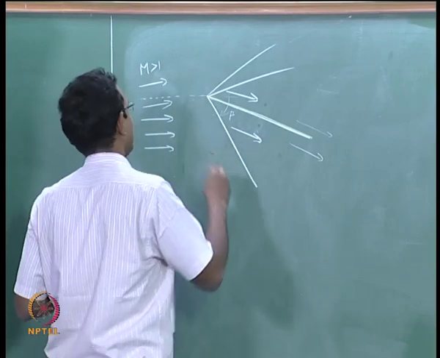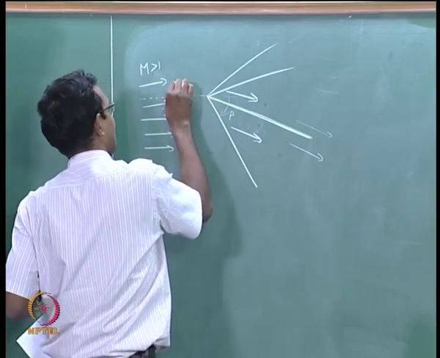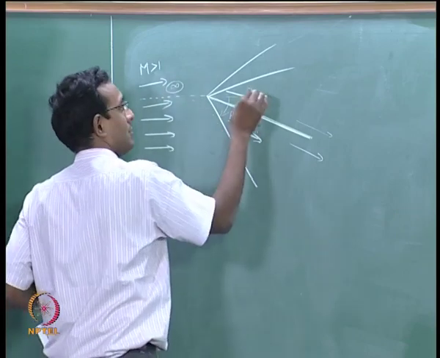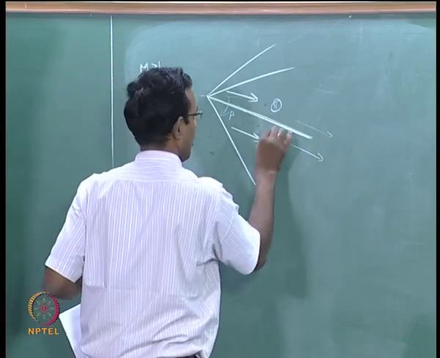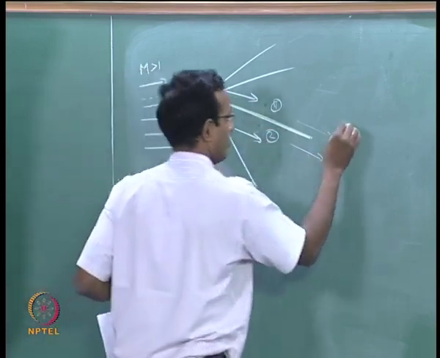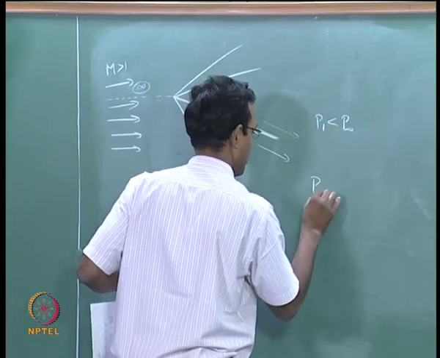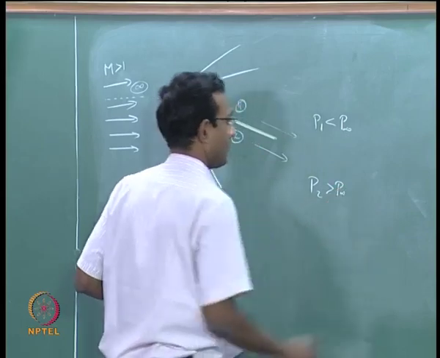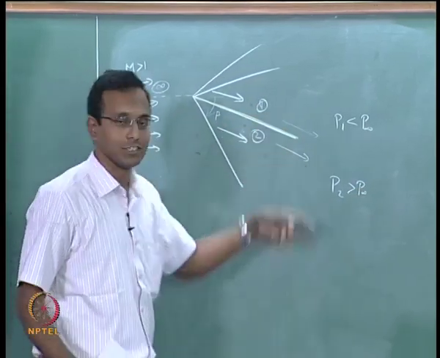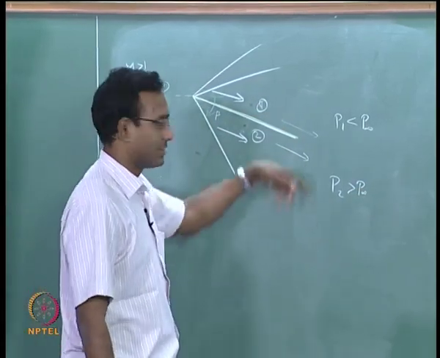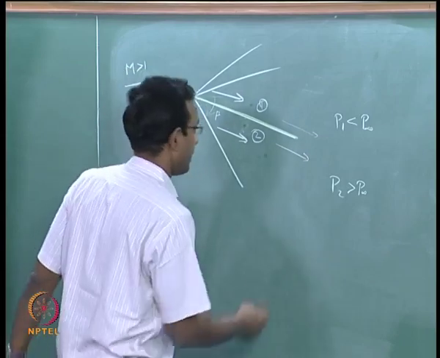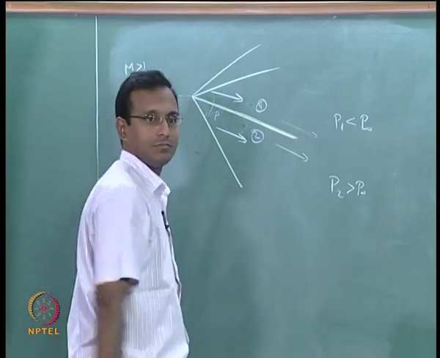Okay, let us mark regions. Let us call this infinity region. This is called 1, this is called 2. We can tell now that P1 is less than P infinity and P2 is greater than P infinity. I can tell that for these two streamlines now. Because of this, I am going to have a case where this pressure is higher than this.